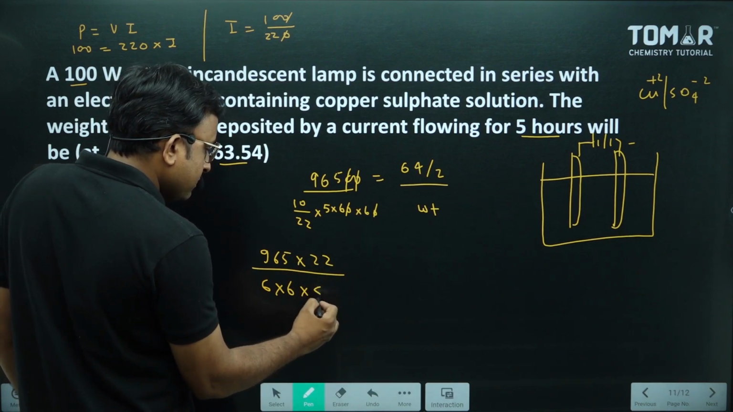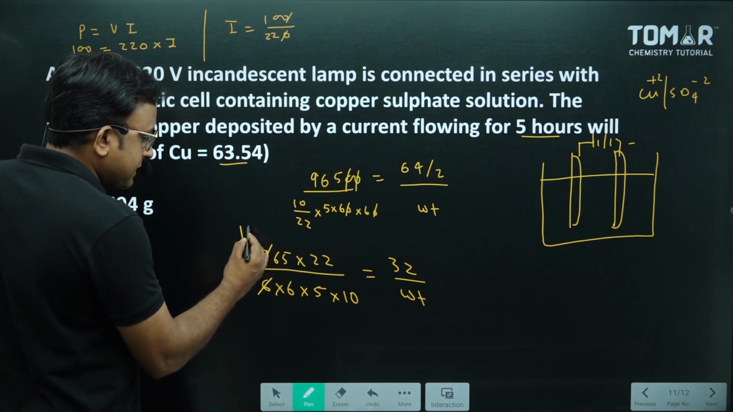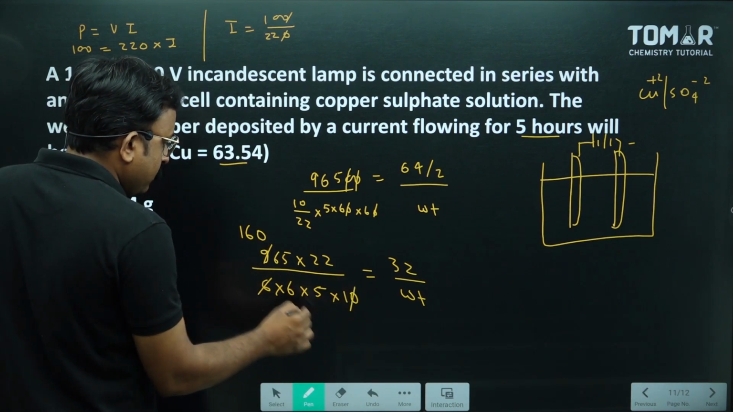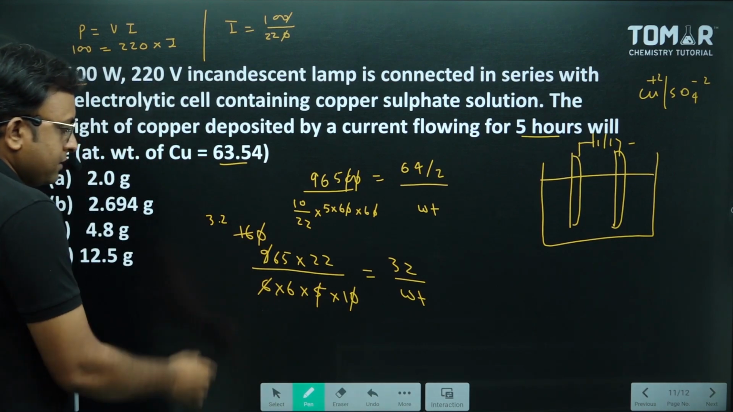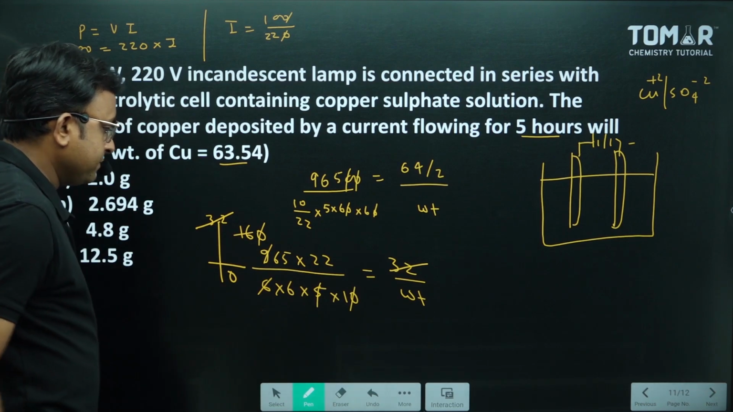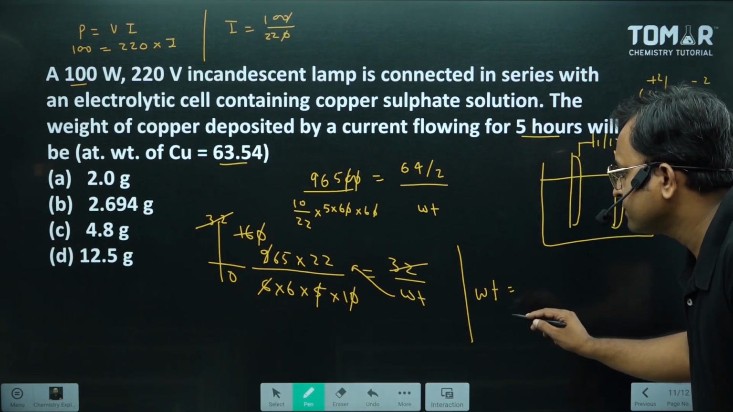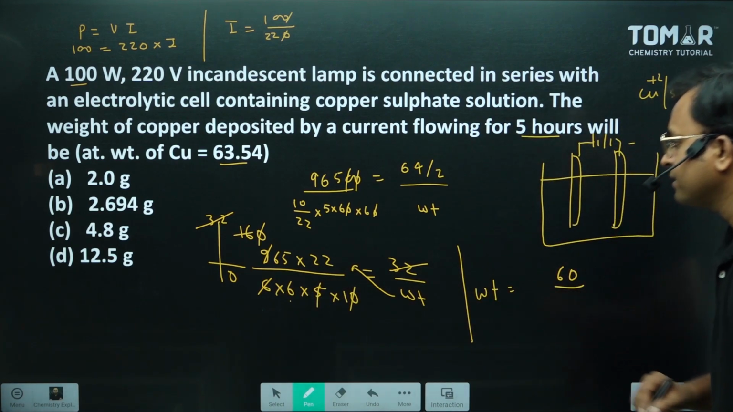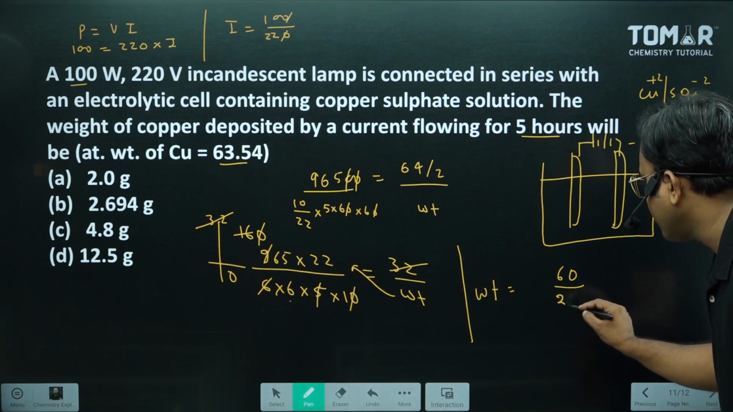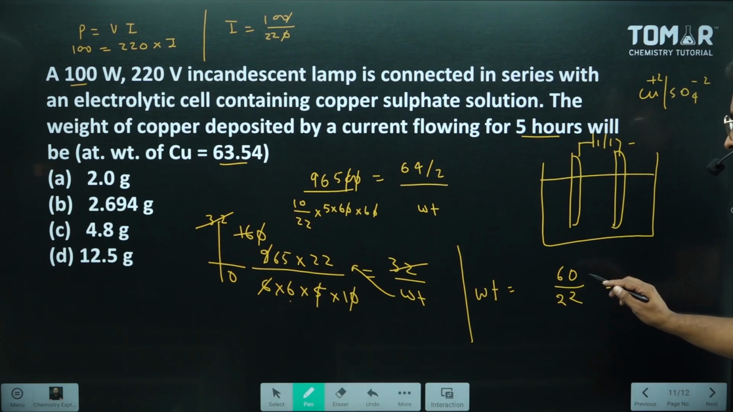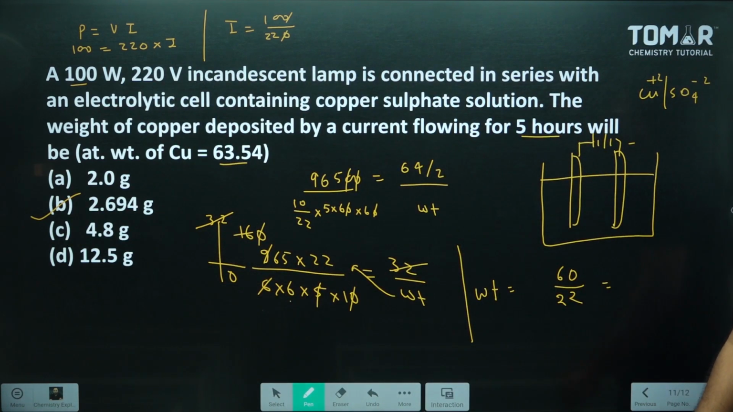6 into 6 into 5 into 10. This is equal to 32 and weight deposited. 6 1 ja 6, 6 6 ja 36, 0 and 0 cancelled. 5 3 ja 15, 5 2 ja 3.2, 32 and 32. Now, weight is equal to 6 into 10. 60 comes in the numerator and then 22 in the denominator. This is nearly about 2.694 gram.